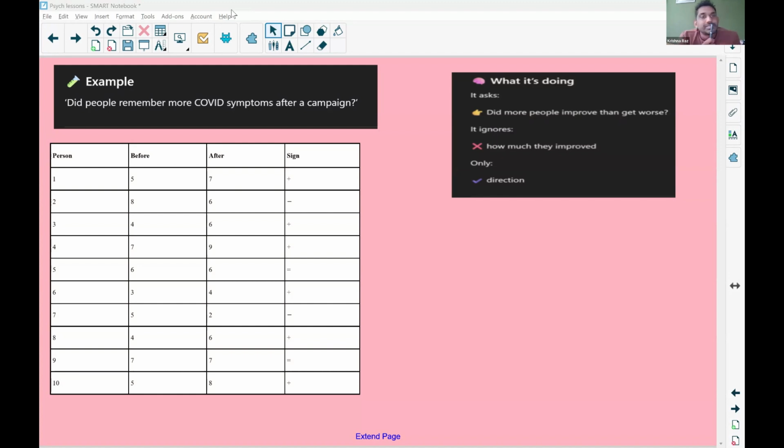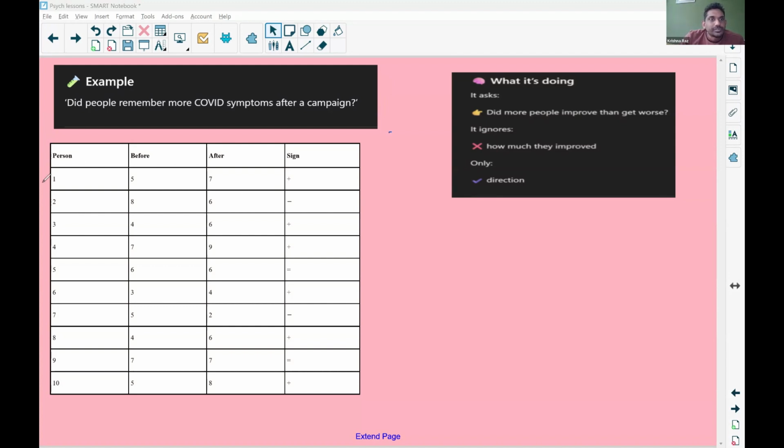Imagine the situation where I've got 10 people and we ask them about the topic, COVID symptoms. So we ask them what the symptoms of COVID are, then show them the campaign, i.e., an advert on TV, whatever, and then we re-ask them the question. We would obviously think that would cause an improvement of knowledge, but people don't always listen, do they? So we look at this.